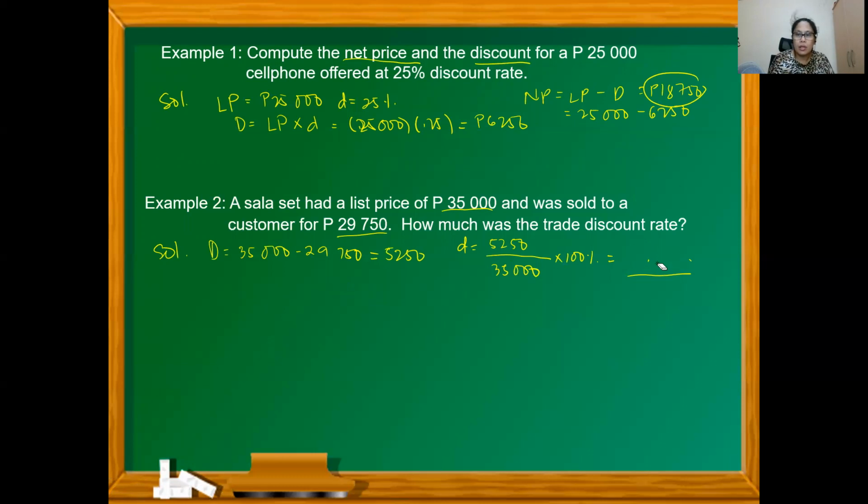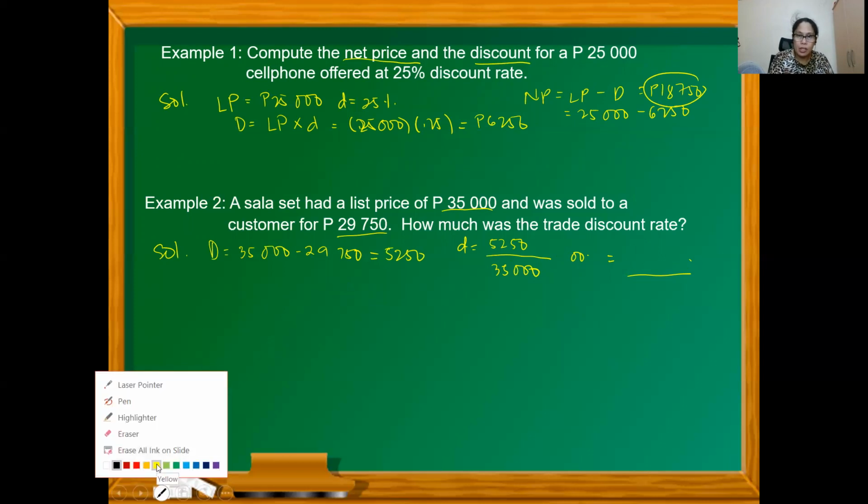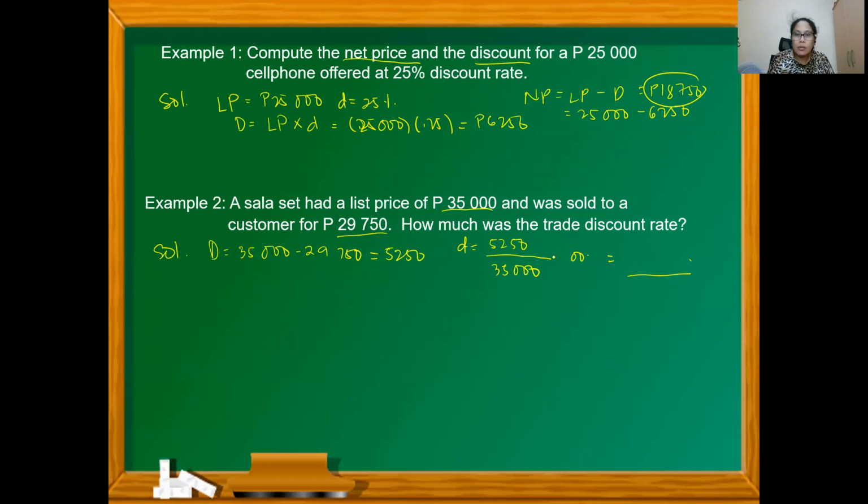So we have 5,250 divided by 35,000, and then we multiply that by 100%. So instead we have 15% for this. So this is times 100%. So this is 15% instead.